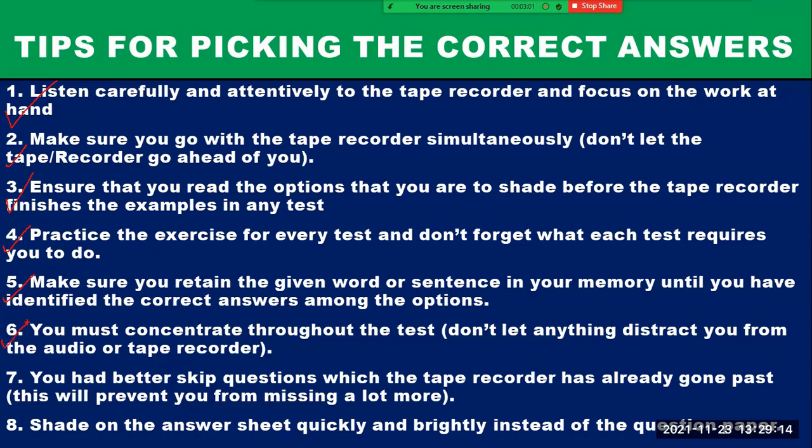Number 6, you must concentrate throughout the test. In other words, you don't have to let anything distract you from the audio or tape recorder. Number 7, you had better skip questions which the tape recorder has already gone past so that you won't miss a lot more. Number 8, shade on the answer sheet quickly and brightly instead of the question paper. It is important that you prepare adequately for your oral English test, because when you are fully prepared, you'll be in a better mood to answer questions correctly. All right?